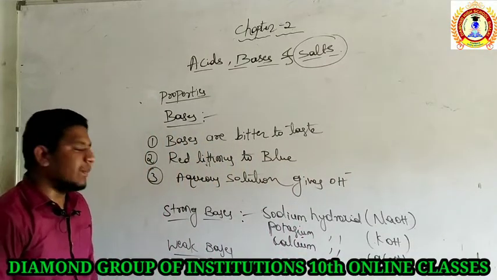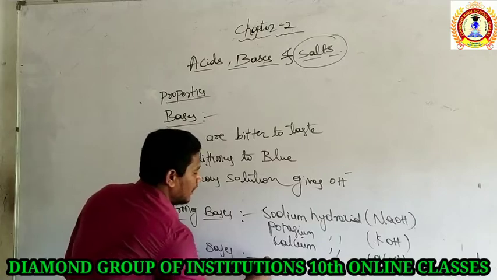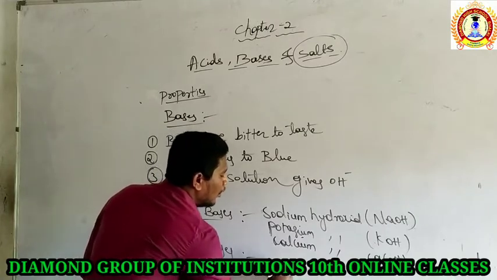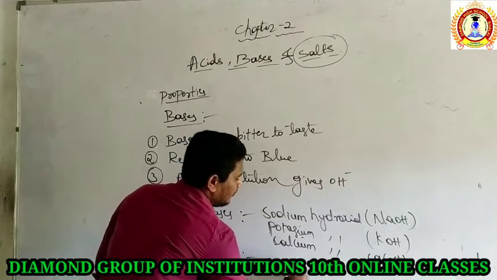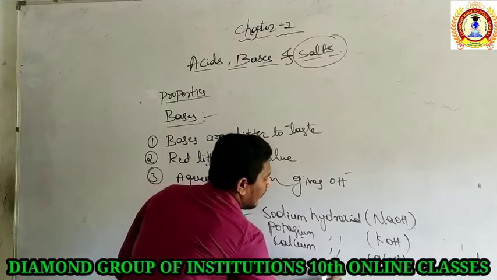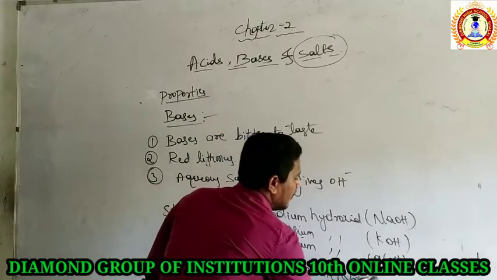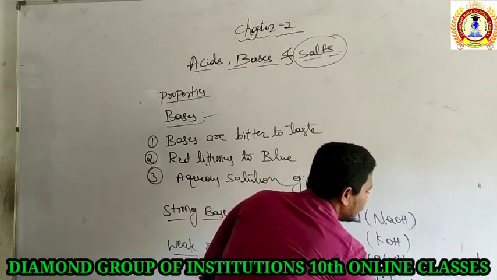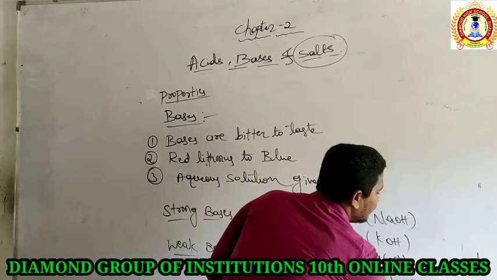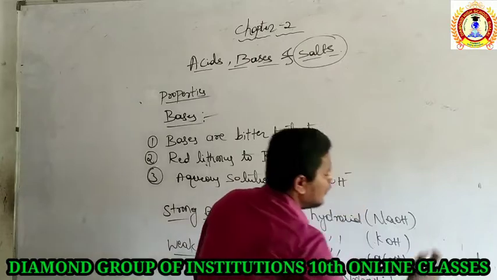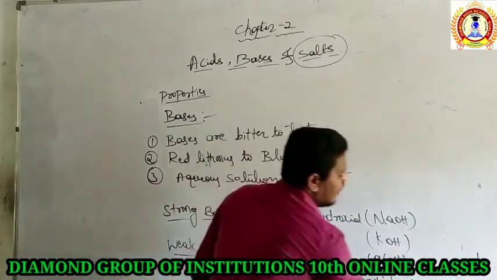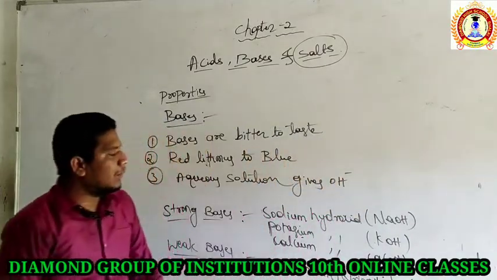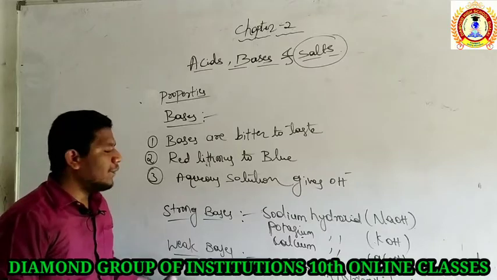Then which is a weak base? Like ammonium hydroxide. The ammonium hydroxide is known as the weak base, NH4OH. NH4 means ammonium, OH means hydroxide. Ammonium hydroxide is the weak base.